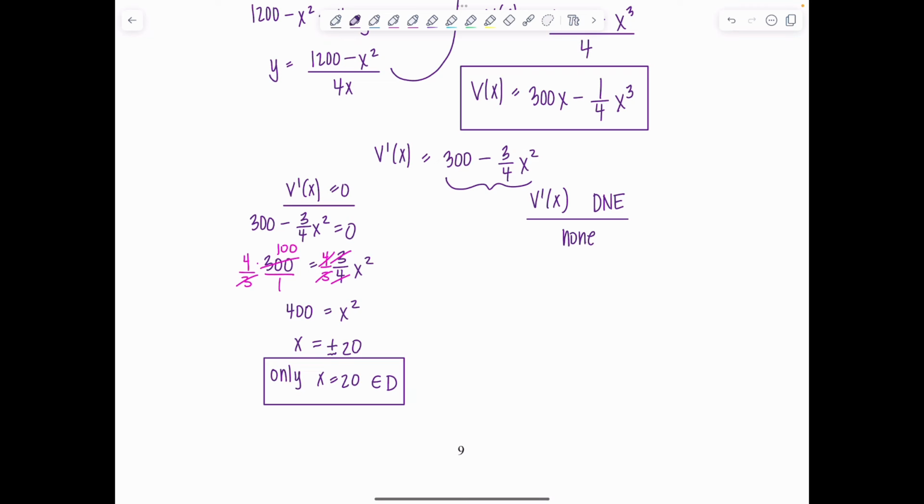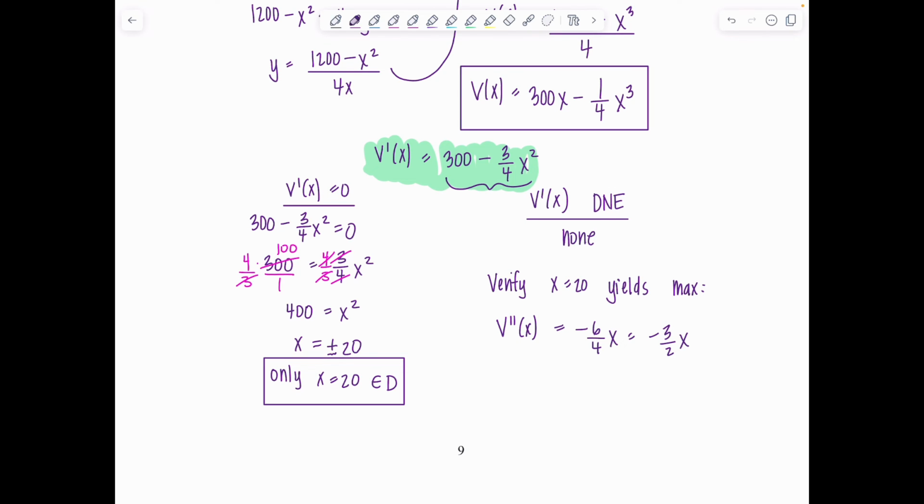Now I need to verify that x equals 20 indeed yields a max. And to do that, let's use the second derivative test. So v double prime of x, come over here and take one more derivative. So derivative of 300 is 0. Derivative of negative 3/4 x squared would be negative 6/4 x, which is negative 3/2 x.